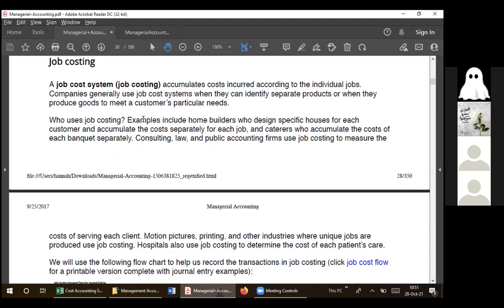Who uses job costing? Examples include home builders who design specific houses for each customer and accumulate the cost separately for each job. Caterers who accumulate the cost of each banquet separately. Consulting, law, and public accounting firms that use job costing to measure the cost of serving each client. Motion pictures, printing, and other industries where unique jobs are produced use job costing. Hospitals also use job costing to determine the cost of each patient's care.